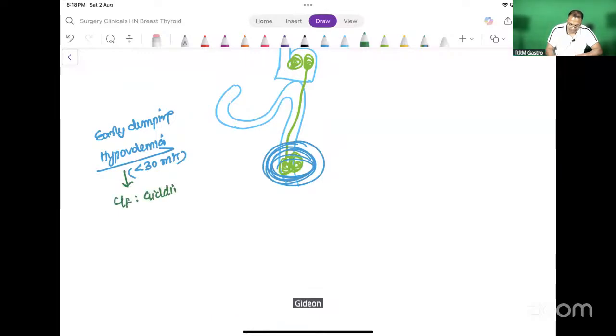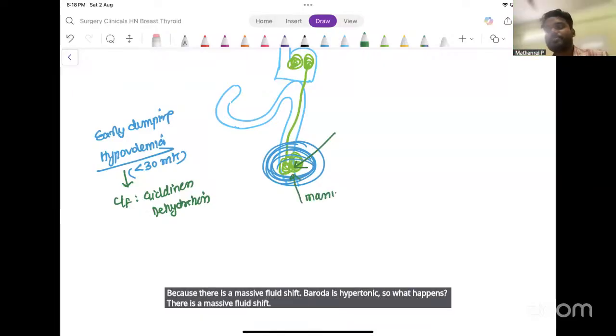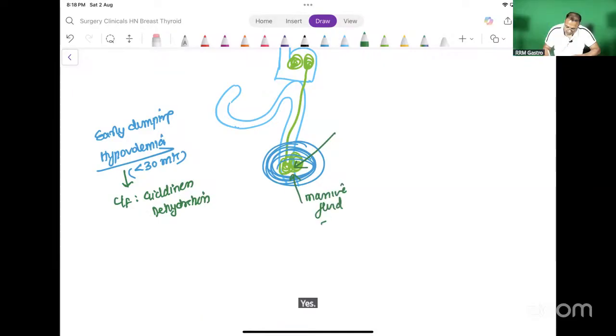Giddiness. After you eat, you'll have giddiness and dehydration, because there is a massive fluid shift. Barota is hypertonic. So what happens? There is a massive fluid shift causing this problem.